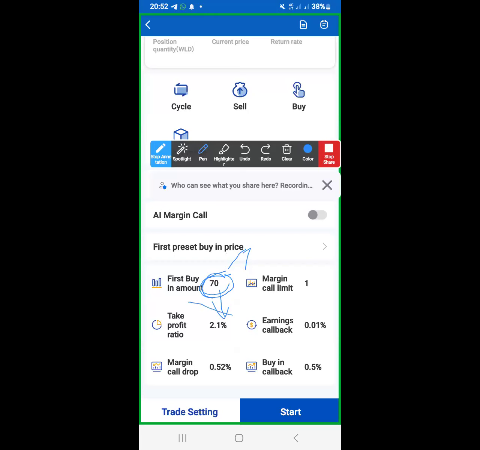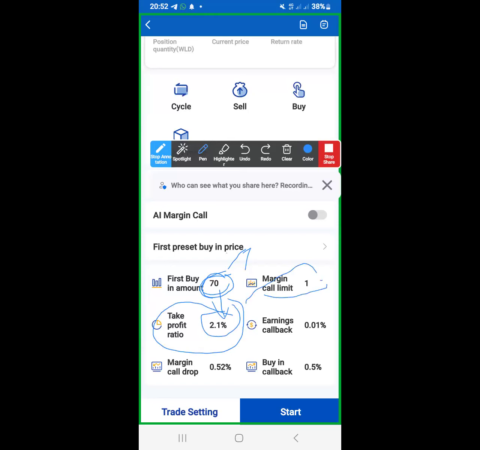Then the take profit ratio, this is the percentage of TP you would wish to take. When the market price rises by 2.1, after the robot buying with $70, you want the robot to sell. So it'll give you a profit of 2.1 of your $70. That's what it means.